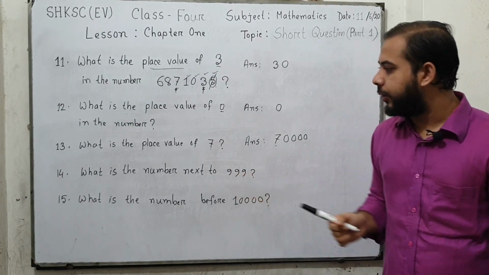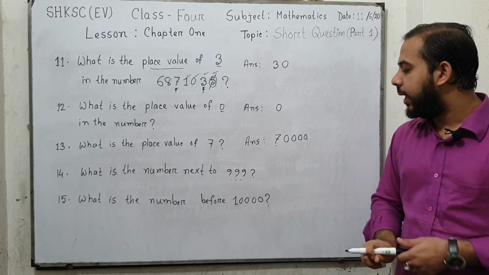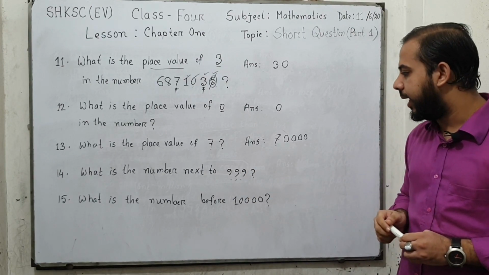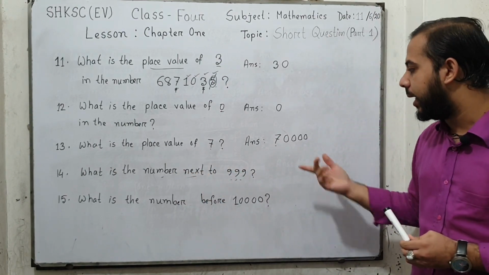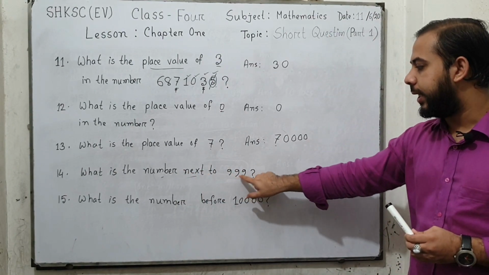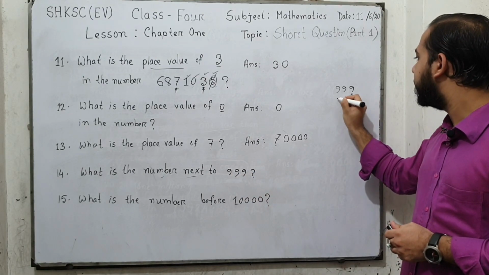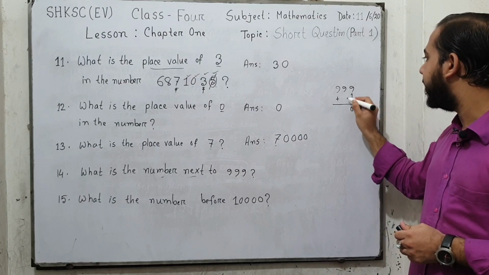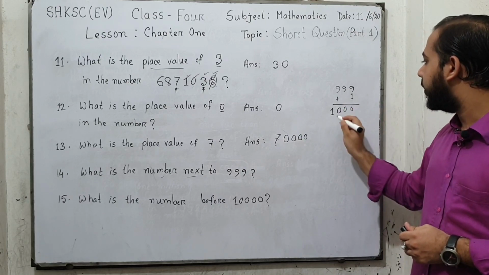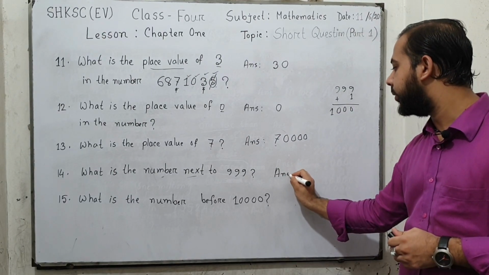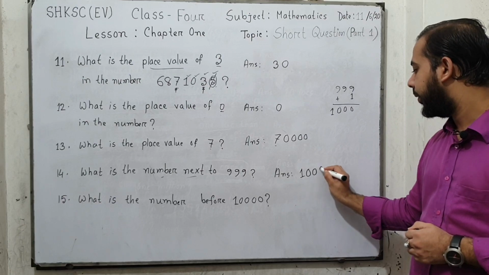Now question number 14. What is the number next to 999? Next number means we have to add 1. If we add 1 to 999, what will we get? 9 plus 1 is 10, then 1 in hand, and that carries on until we get 1000. So the number after 999 is 1000.